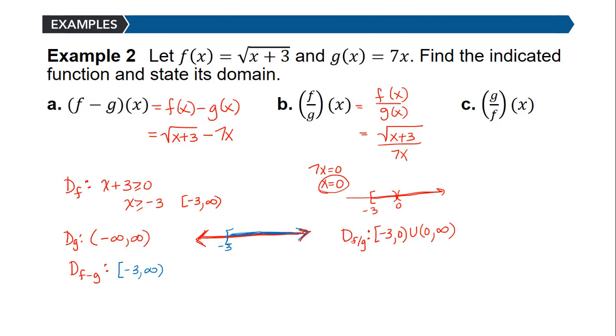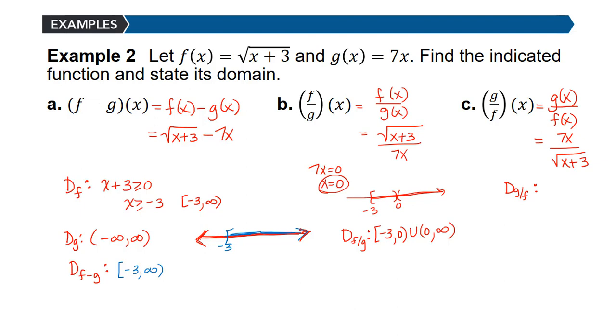Now part C is g divided by f of x. We apply the same definition, which is g of x divided by f of x, which written out is 7x divided by the square root of x plus 3. So we have to again find the domain of g divided by f. So think about it like this. It is the negative 3 to infinity, that's the intersection, minus the value that makes the denominator 0.